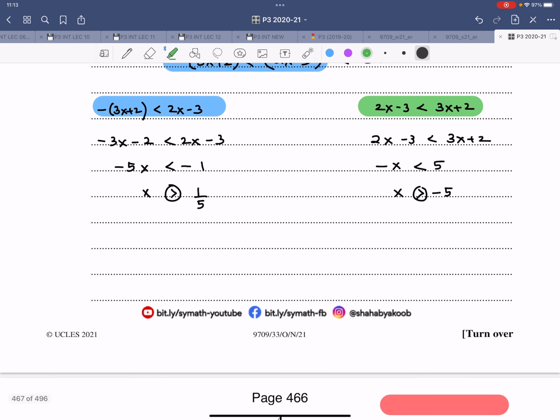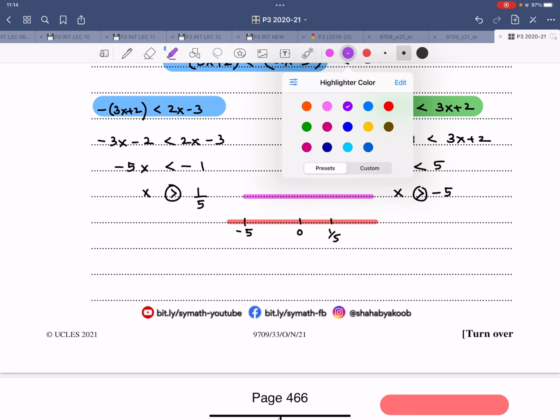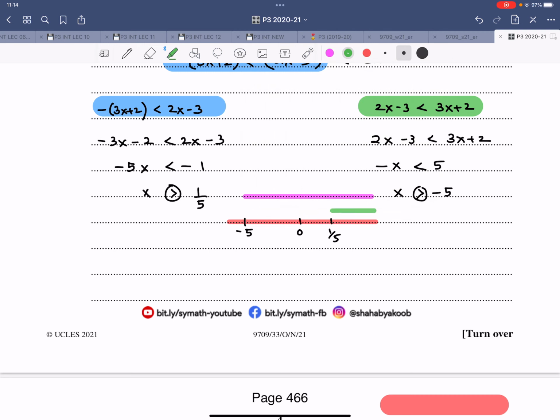If I draw a number line, and this is the orange line that I'm drawing, somewhere here is 0. Actually, I need negative 5 also. This is negative 5, this is 0, and this is 1/5. So this one is going this way, greater than negative 5, and this one is going this way, greater than positive 1/5. Now, which region to choose? Either it would be the union or the intersection.